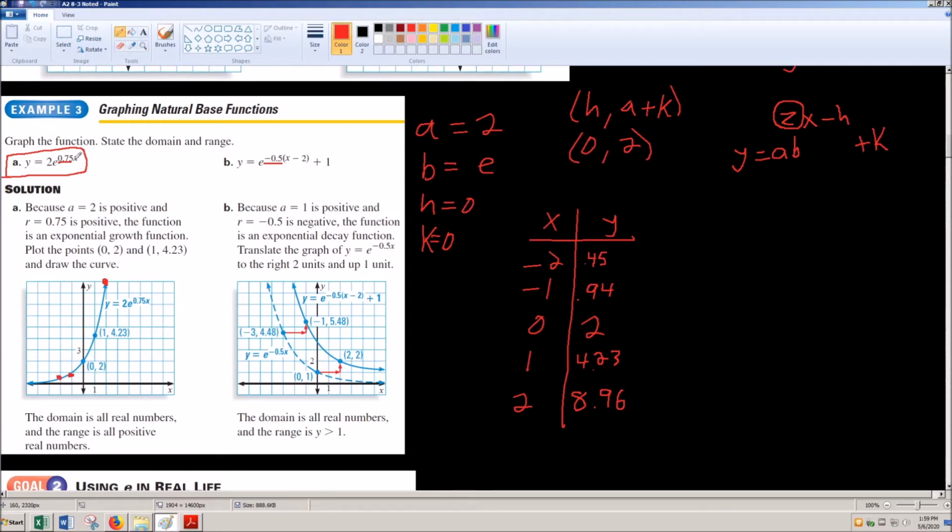So let's talk about the domain and range of this thing. Again, my a value here is positive, so this thing is still going to be opening up. For my domain, I have all real numbers. For my range, it's going to be y is greater than, and here's my k value, so this is 0. So we see this thing flattening out towards 0, but it'll never dip below.